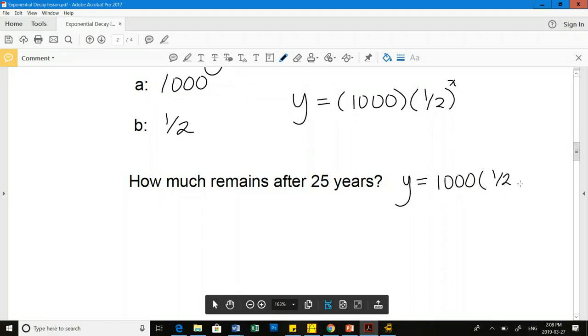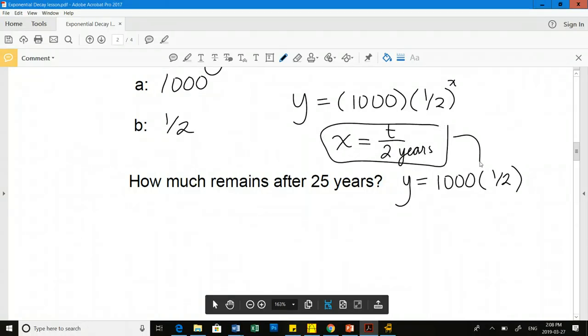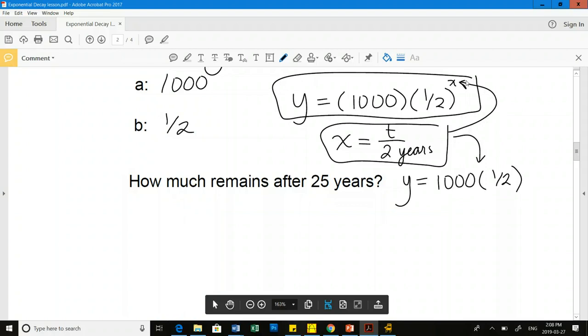1,000 and then a half, and then part of x. The x part of this is going to be equal to total time, t, over the time for one half-life to happen. How long does one half-life take? What does our question say? 2 years, okay. So this is what I'm going to sub in for x in my formula below. This is our main equation, but just be aware that x is equal to t over 2.